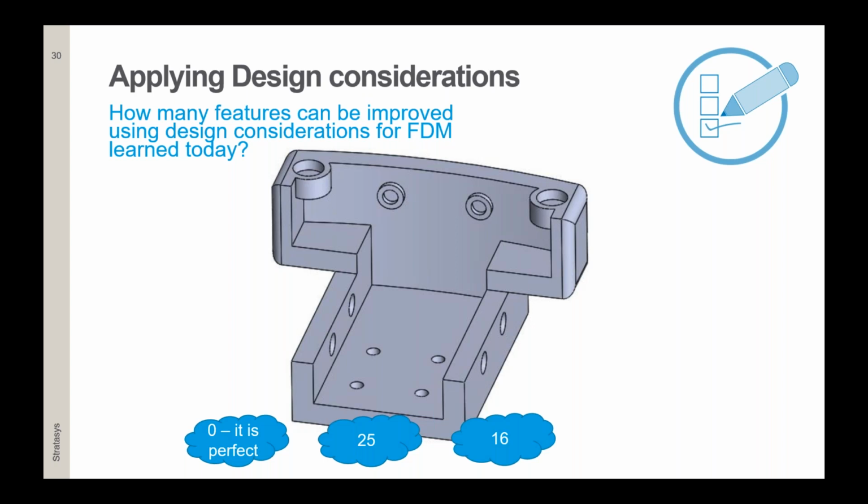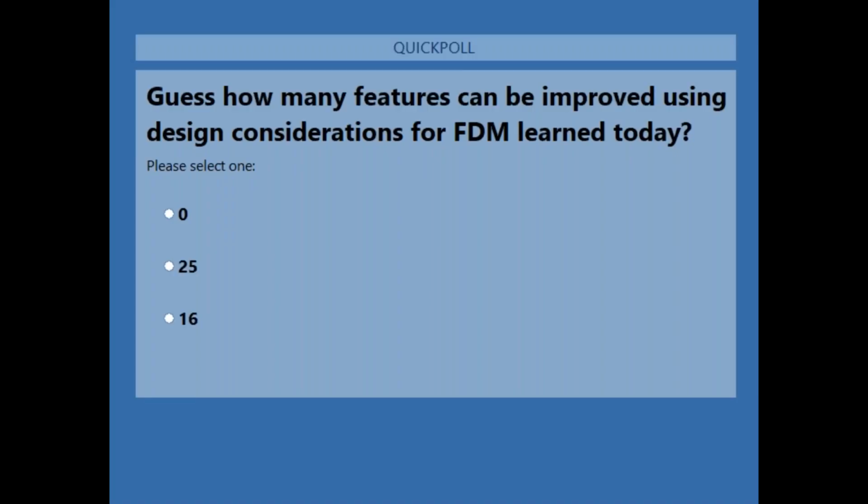Stefan, if you can help me with the poll. Yes, I will launch the poll now. You can see the numbers now: 0, 25, 16. Please bear in mind things like the self-supporting design and the holes, what we learned about today. So it's just a guess. Let's give it a few more seconds. We'll look at that part afterwards.